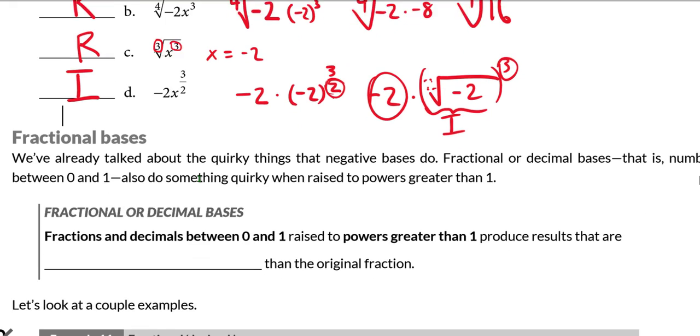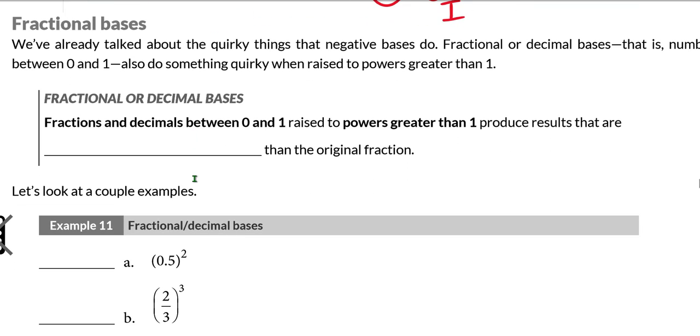Now, fractional bases. We do need to talk about fractional bases. They do some quirky, peculiar things. When we talk about fractional bases, we're just talking about bases that are between 0 and 1, something like 0.5 squared or 2/3 cubed. We need to know that when we take a fraction or decimal between 0 and 1 and we raise it to a power greater than 1, we get a result that is smaller than the original fractional base, the original fraction.